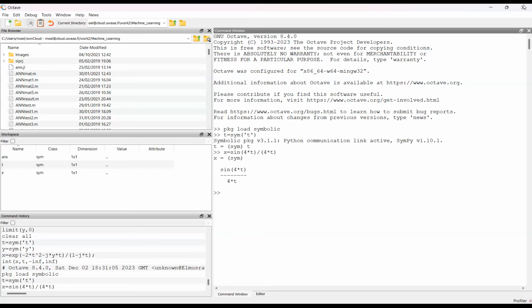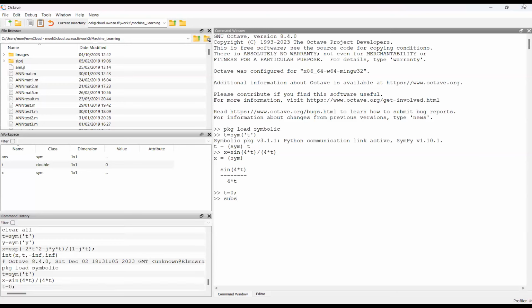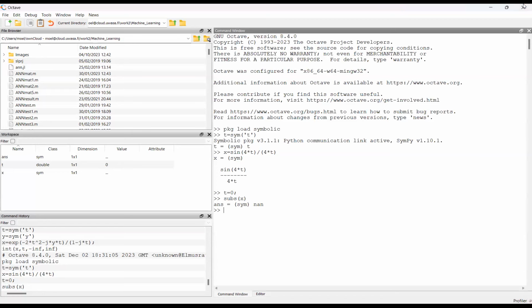One thing that I want to show you now: you know that the characteristic function at t equal to 0 must be 1. So now if you substitute t equal to 0, it will be sine 0, which is 0, divided by 0. 0 divided by 0 is undefined. But actually, if you take the limit when t goes to 0, this will be 1. Let us try. If we substitute t equal to 0 in the equation of x, it gives you NaN, not a number. Why is it NaN? Because 0 divided by 0 is not defined.